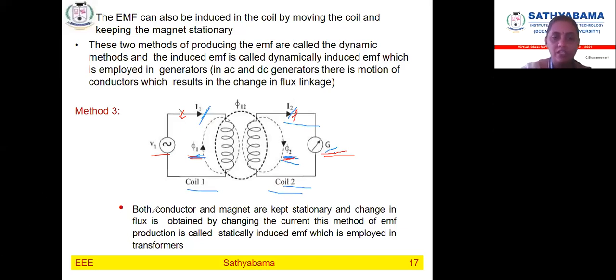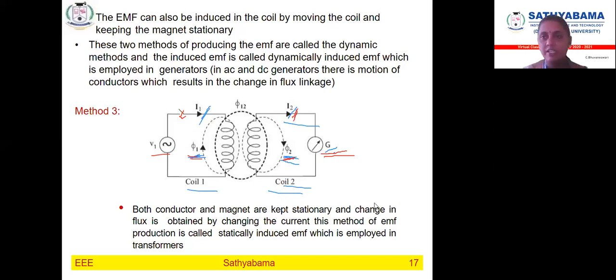Now I'll read it out once again. Both conductor and magnet are kept stationary and the change in flux is obtained by changing the current. This method of EMF production is called statically induced EMF. So this is the methodology which is used in transformers.